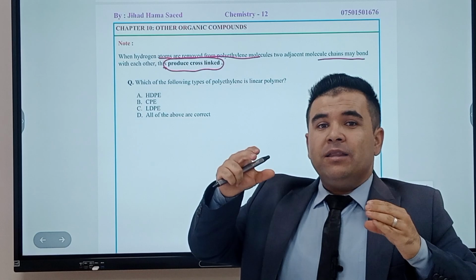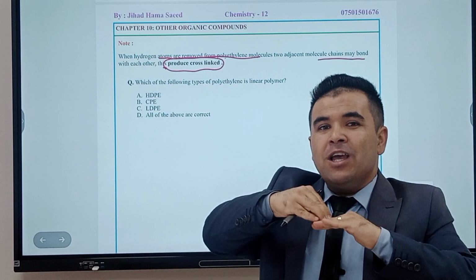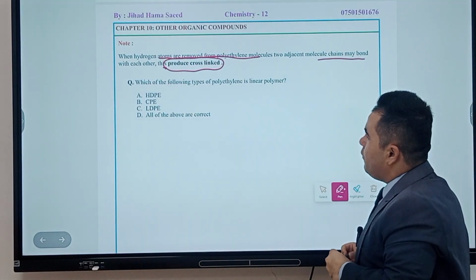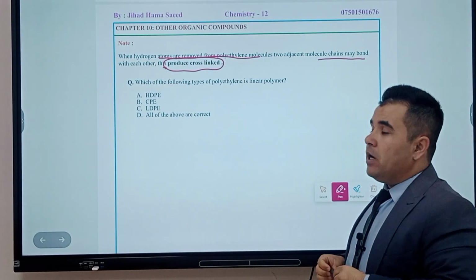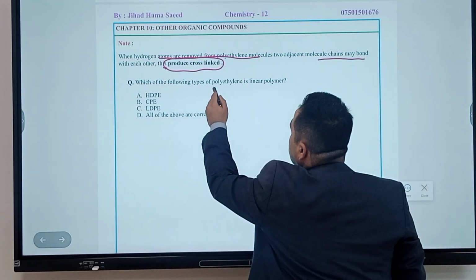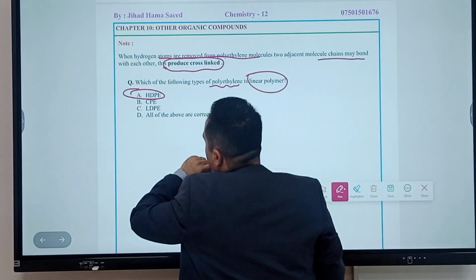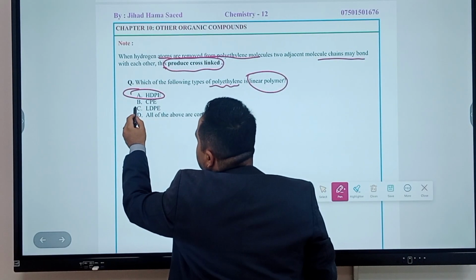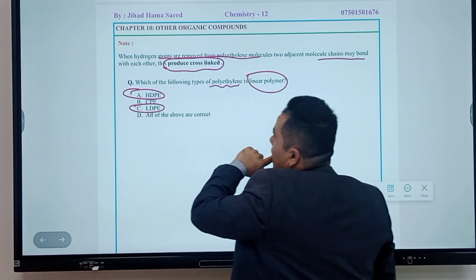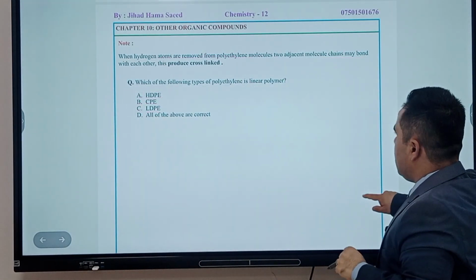But sometimes when two hydrogens are removed and the two chains cross-link, it becomes a cross-linked polymer, the type which is much stronger than the other types of polymer. Take this question: which of the following polyethylene is a linear polymer? Of course, HDPE is a linear polymer, LDPE is the branched polymer, and XLPE, which is cross-linked polyethylene, is the cross-linked polyethylene.